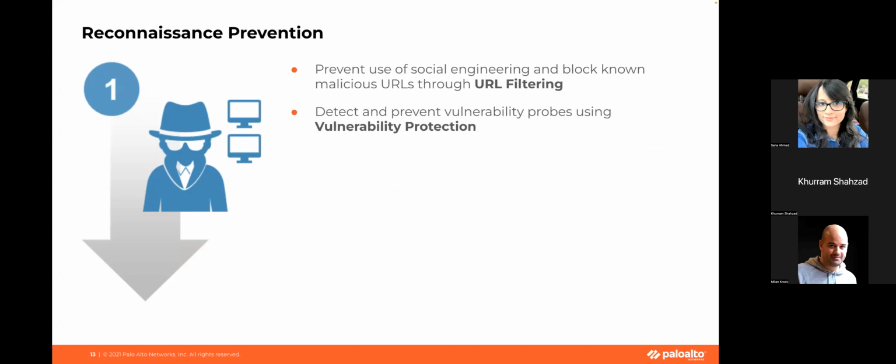So how do we prevent this step? From Prisma Access point of view, we can't do a whole lot about the open source intelligence, so to speak, so about the public information that's available outside of the network. But we can interfere with phishing, right? So if the attackers would scavenge some contacts from the internet and try to send some phishing emails, we can block any access to these malicious URLs using URL filtering. And then also during the reconnaissance phase, once they start scanning for different vulnerabilities, we can detect and prevent these attempts using vulnerability protection.